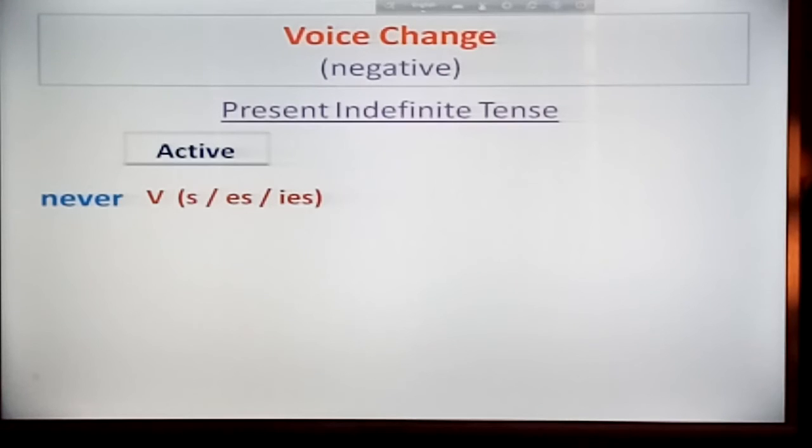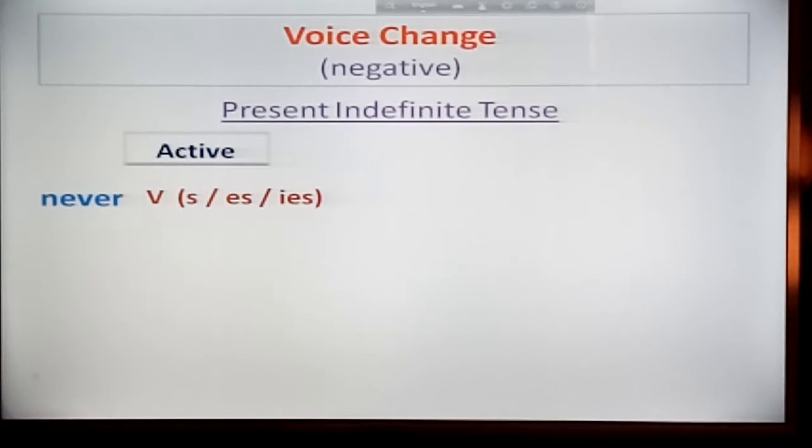And the main verb that comes after the negative word never always agrees with the number and person of the subject and also with the tense it is used in. For example, in the present indefinite tense, if the subject is a third person singular subject, the verb used after never must have s, es or is with it. I repeat, if the subject is a third person singular subject and the tense is present indefinite, the main verb after never always takes s, es or is with it.